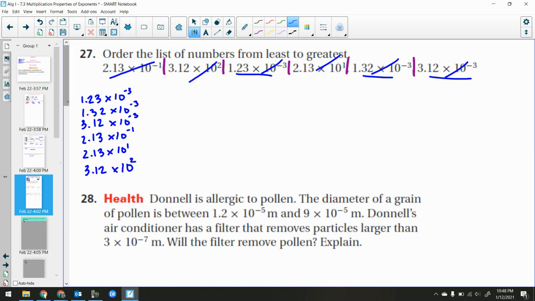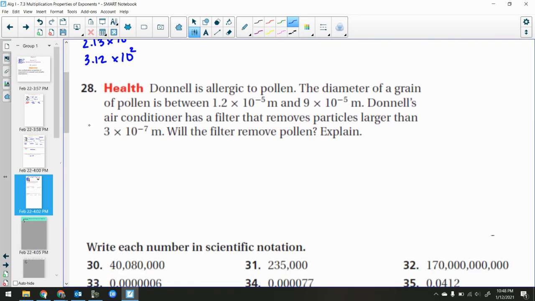Okay. Number 28 here. Donnell is allergic to pollen. The diameter of a grain of pollen is about 1.2 times 10 to the negative 5 meters, and 9, it's somewhere in between there, 1.2 times 10 to the negative 5th and 9 times 10 to the negative 5th. Donnell's air conditioner has a filter that removes particles larger than 3 times 10 to the negative 7th power. So will the filter remove the pollen?